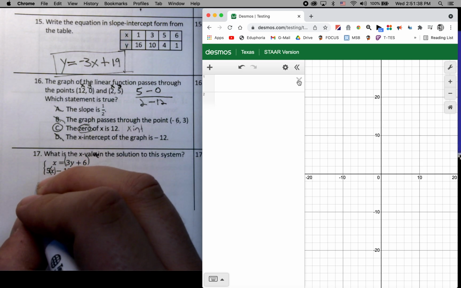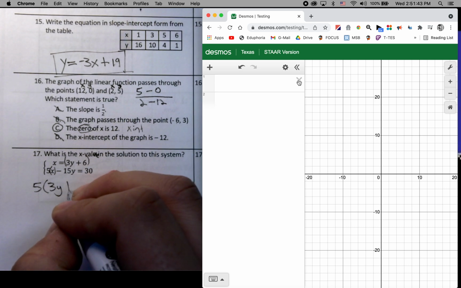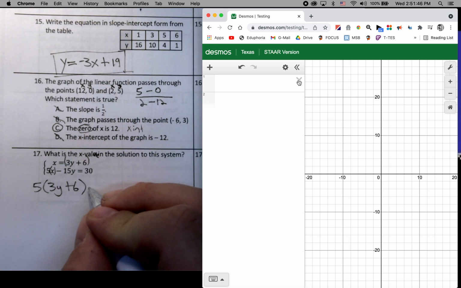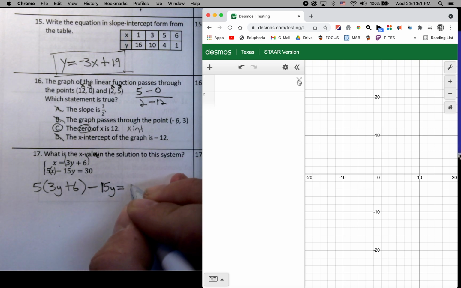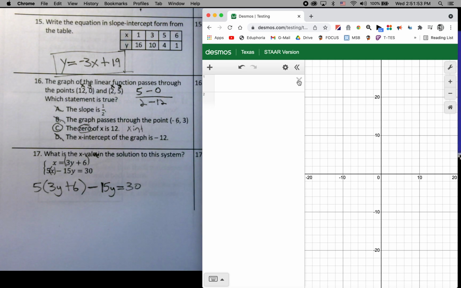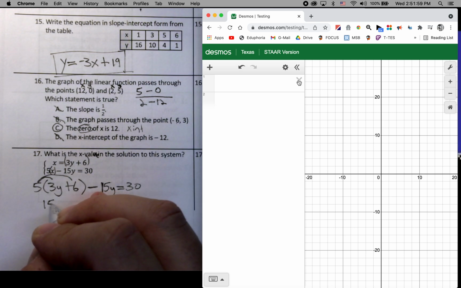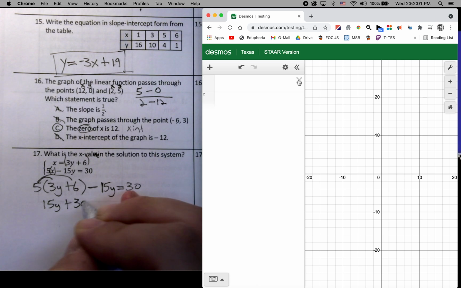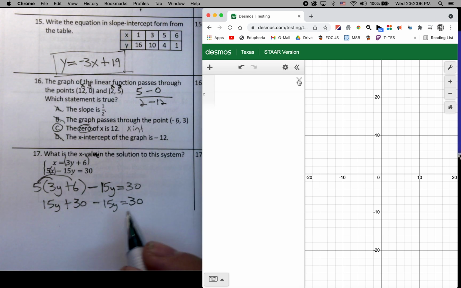So I'm going to rewrite this equation. 5 parentheses 3y plus 6 close parenthesis minus 15y equals 30. Okay? And then I'm just going to solve. So I'll distribute. So that gives me 15y plus 30 minus 15y equals 30. Okay? And then I can combine like terms. Well, 15y minus 15y, those cancel each other out. Okay? So I get 30 equals 30.